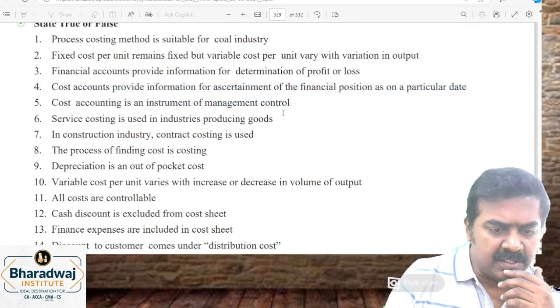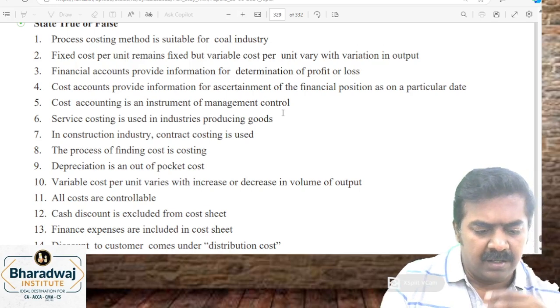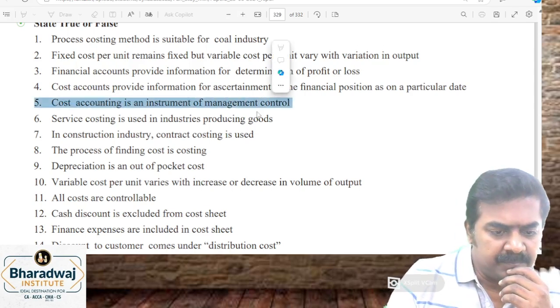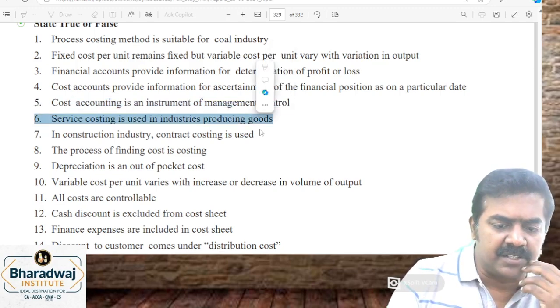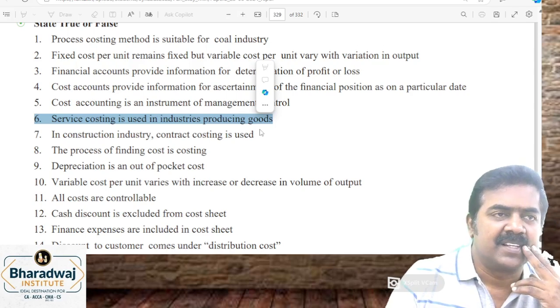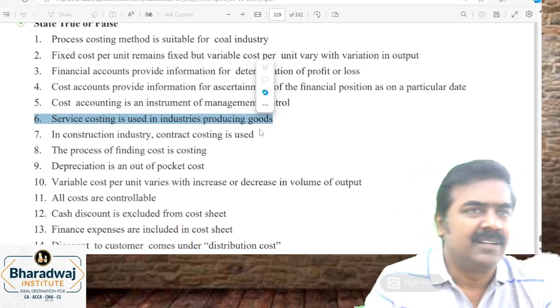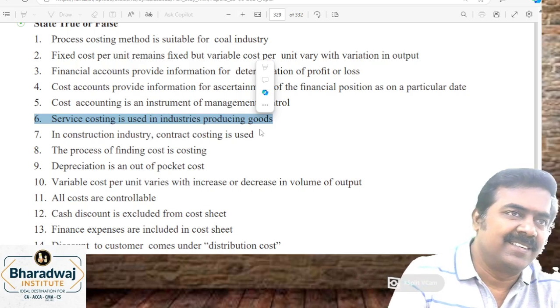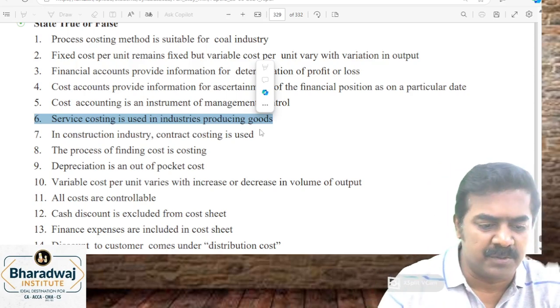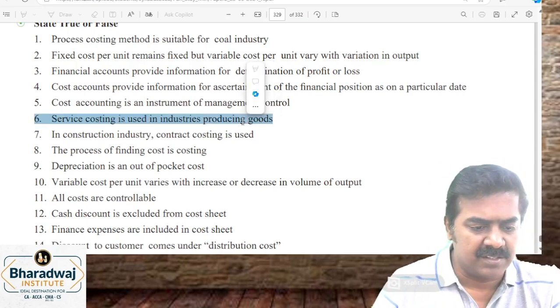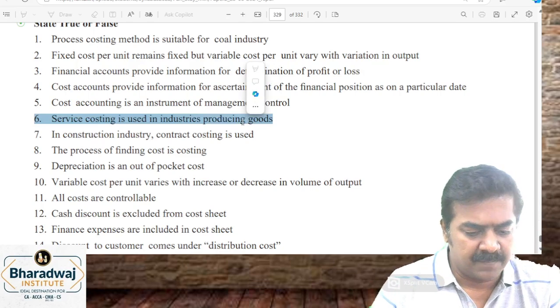Cost accounting is an instrument for which one? Management control. True. Service costing is used in industries manufacturing goods. Service costing is used in which industry? Service providers. It is used by service providers. False. Sixth one is false.